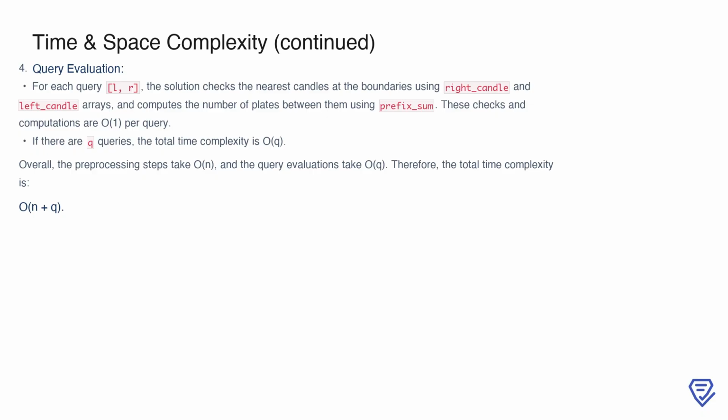Now, for query evaluation, each query, L, R, involves determining the nearest candles at the boundaries using the right_candle and left_candle arrays. Once these boundaries are identified, the number of plates between the candles is computed using the prefix_sum array. Since all these operations are constant time, or O(1), the time complexity for a single query is O(1). If there are Q queries in total, the query evaluation step becomes O(Q). Combining the pre-processing steps, which are O(n), with the query evaluations, which are O(Q), the overall time complexity of the solution is O(n + Q).